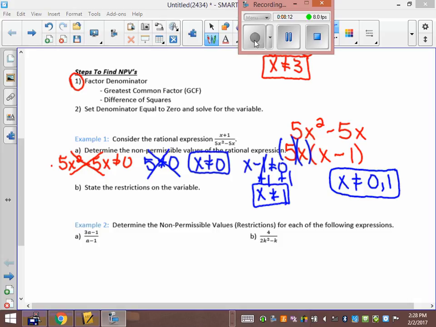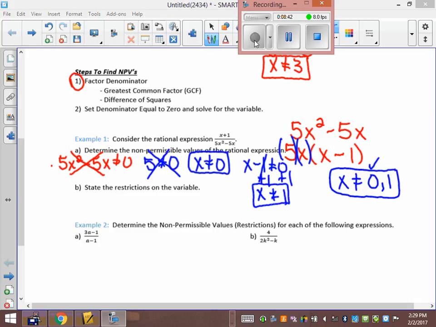Now, I told you that you can check these and see if you're correct. If when you plug them each in separately, you would get a denominator of 0, you're right. So I'm going to try the 0. 5 times 0 squared is 0. Minus 5 times 0 is 0. 0 minus 0 is 0. So yes, 0 is a non-permissible value. If I plugged in 0, I would get 0 in the denominator, so it's not permitted to happen.